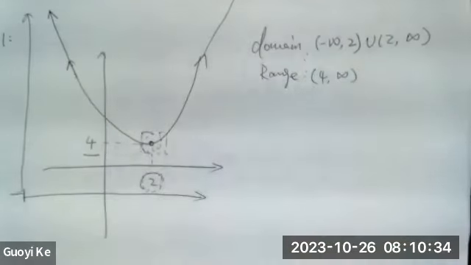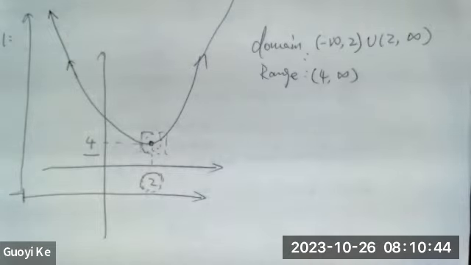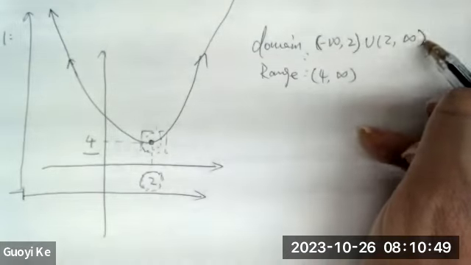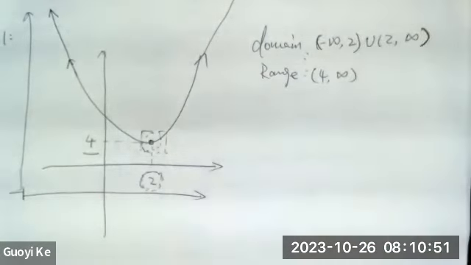Here we use a round bracket plus a square one. It's an open circle, which means this point is not included. And of course, for infinity and negative infinity, we always use a round bracket.